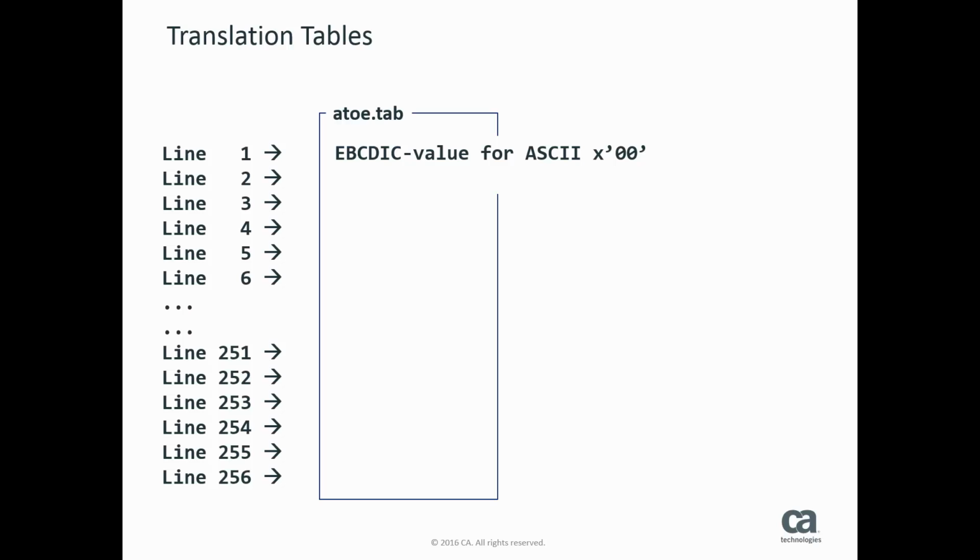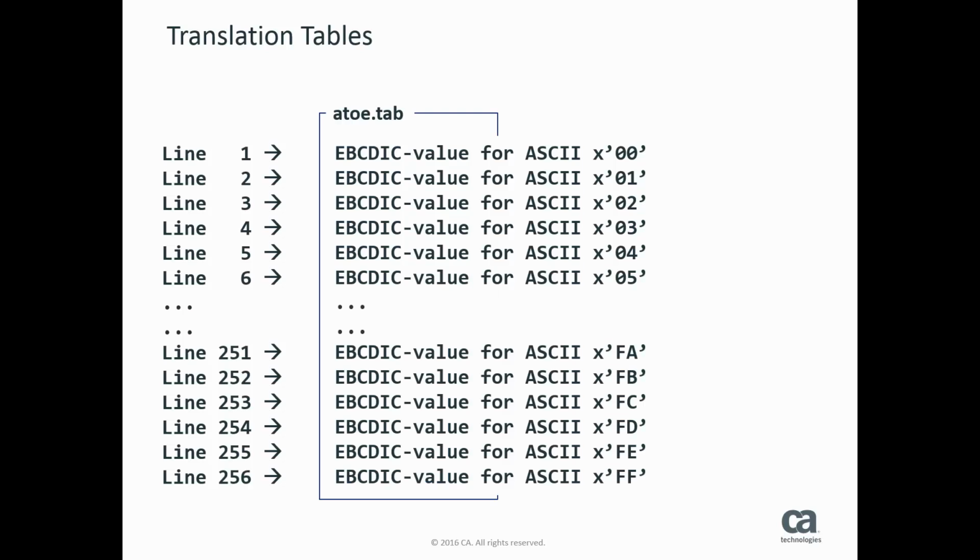A2E.tab. In the first line, we enter the EBCDIC value for the ASCII hexadecimal 00. In the second line, we enter the EBCDIC value for the ASCII hexadecimal 01. This process is continued until the table is full. The last line contains the EBCDIC representation of the ASCII hexadecimal FF. This concept is explained using some examples in just a moment.